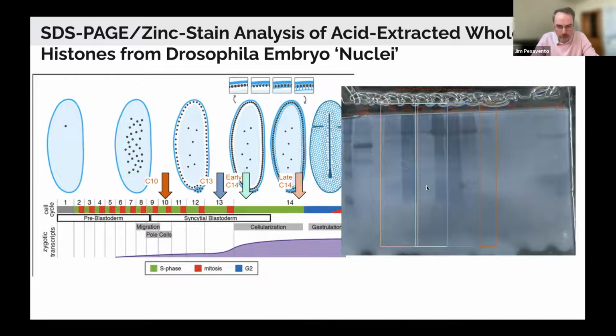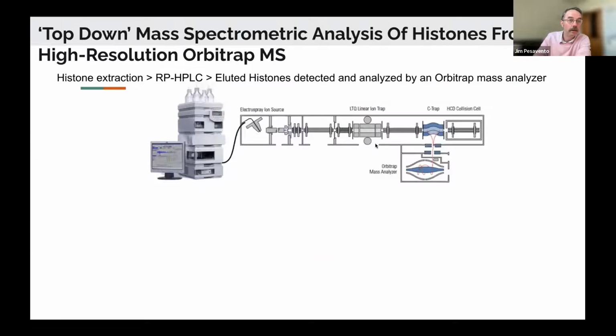So this was promising. So what we did is we took the rest of the sample. We're loading about 10% on these protein gels. We took the 90% and sent them to the mass spec facility to get analyzed. So time is always an issue. So how do we analyze these on the mass spectrometer?